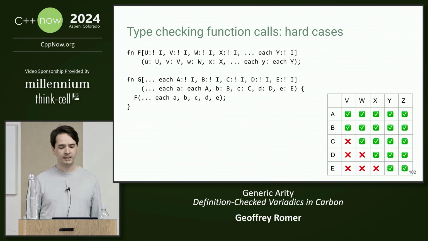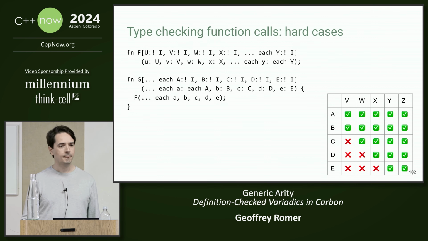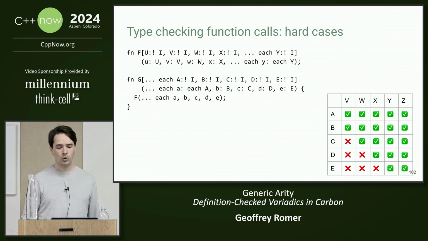The amount of type checking that we have to do is growing quadratically with the number of arguments and parameters. And remember I said earlier, one of the constraints we have is that type checking needs to be efficient. And if at all possible, it should be linear time. And this approach doesn't satisfy that. So we need to figure out a way to make this tractable.